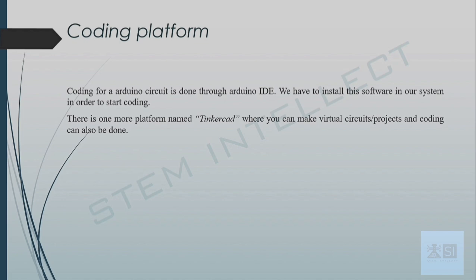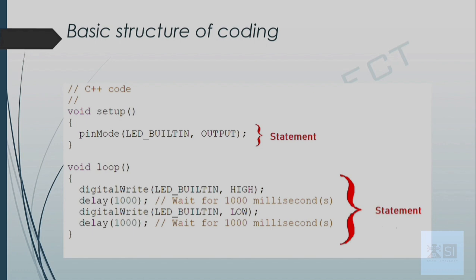So the first thing is the coding platform. Coding for an Arduino circuit is done through the Arduino IDE software. We just have to install the software in our system in order to start the coding. The other platform is Tinkercad, where we can create virtual circuits or projects, and the coding can also be done there. So throughout the videos, we are going to use the second platform, Tinkercad, to make some connections and do the coding.